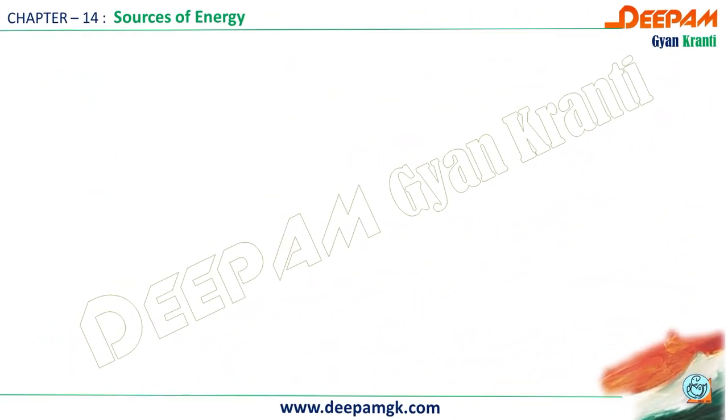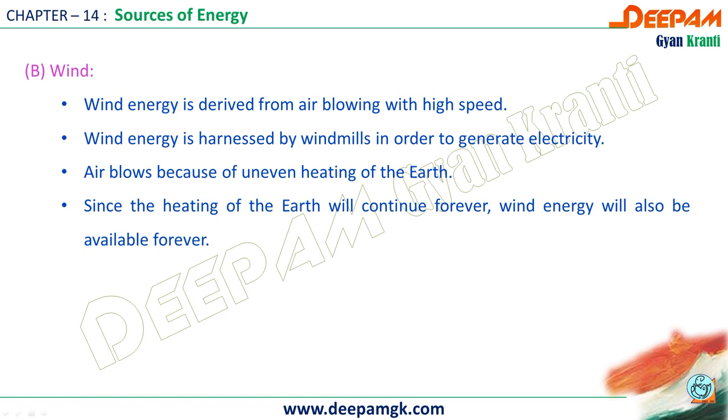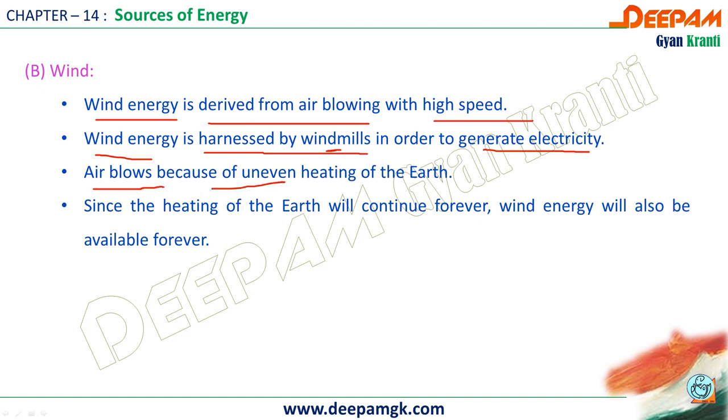Number 2 is wind, a renewable energy. Wind energy is derived from air blowing with high speed. When the wind blows with high speed, it gives us wind energy. Wind energy is harnessed by windmills in order to generate electricity. With the help of windmills we can get electricity. Air blows because of uneven heating on the earth. Why does air blow? Because of uneven heating on the earth.